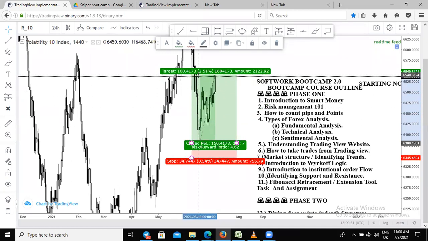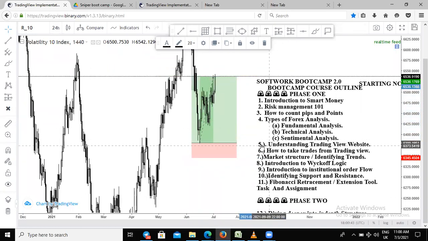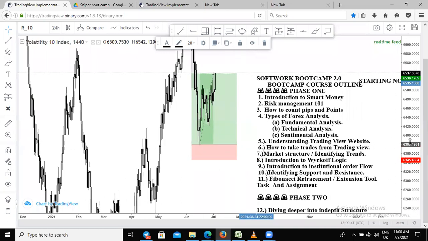Now, when I send a trade setup and it looks like this, it is 1 to 4. So this is the entry. You look at this right-hand side. The entry here is 6380.1950. The stop loss is 6345.4504. And look at this green. This green is the take profits.